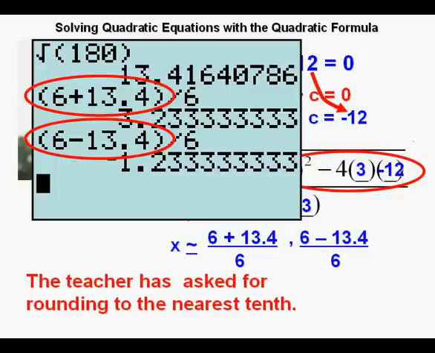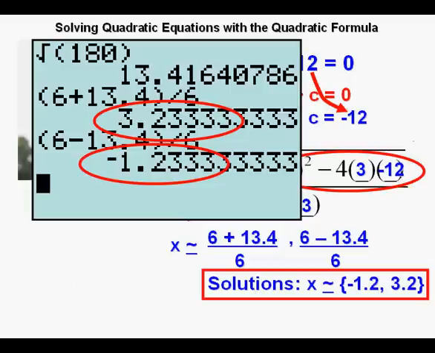Sometimes teachers like the solutions in simplest radical form, but the teacher for this particular problem has asked for rounding to the nearest tenth, at least for this problem. So here are the solutions. X equals approximately negative 1.2 or 3.2.